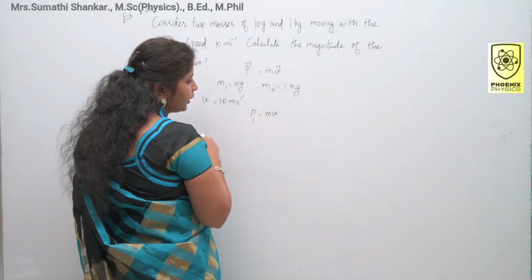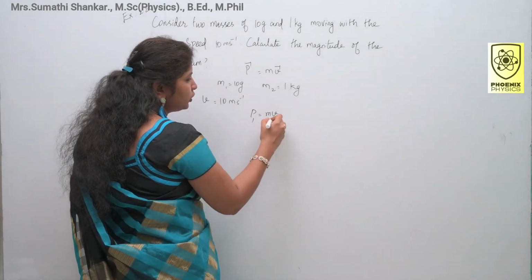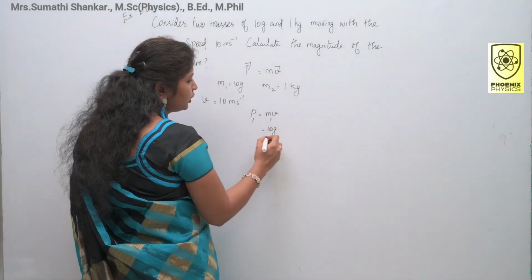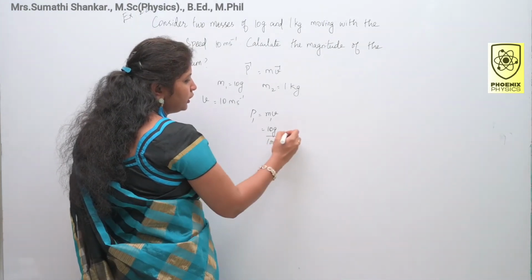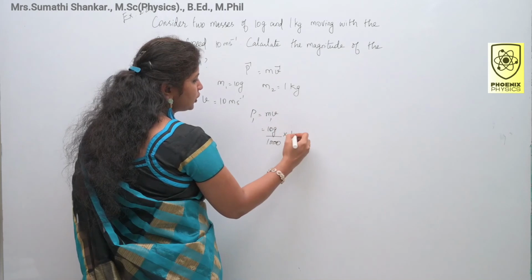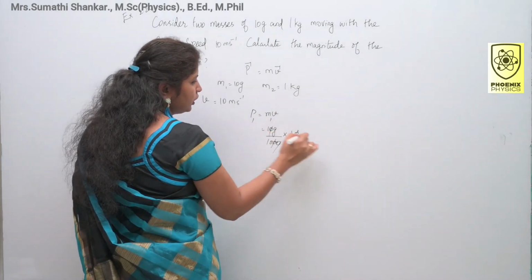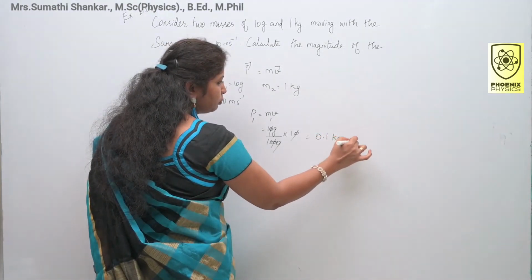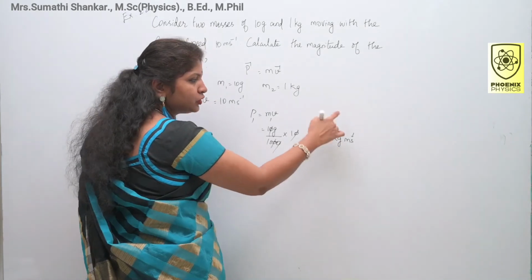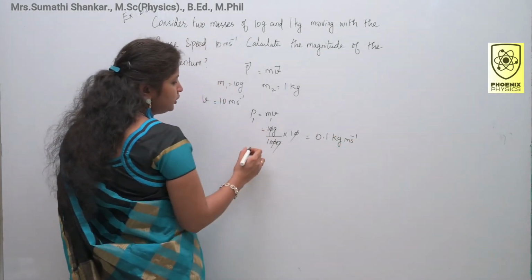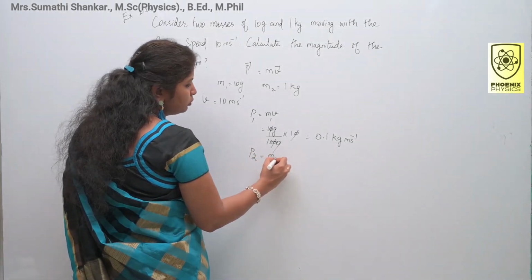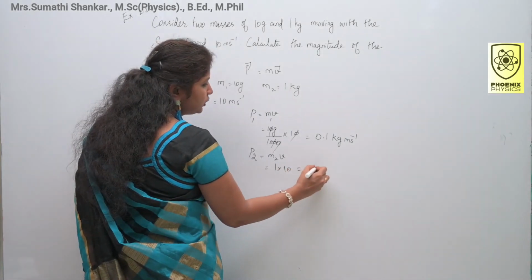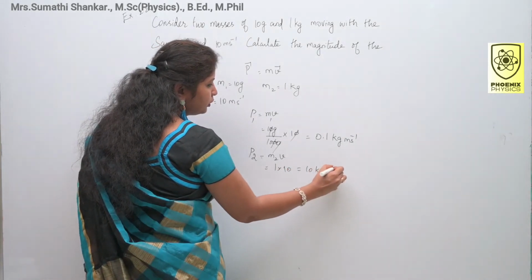Here we are going to calculate momentum P1. P1 is equal to m1v. What is m1? 10 gram. Convert gram into kilogram. Just divide by 1000 into what is v? v is 10 meters second minus 1. Cancel this. You can get the answer as 0.1 kilogram meter second minus 1. Momentum unit is kilogram meter second minus 1. Then P2. P2 is equal to m2v. What is m2? 1 into v is 10. So your answer is 10 kilogram meter second minus 1.